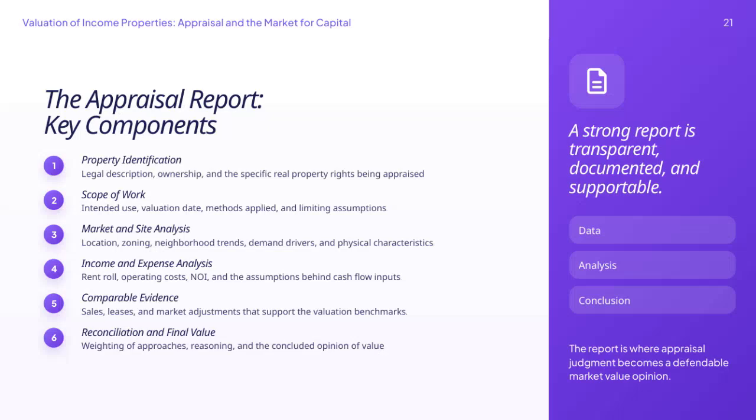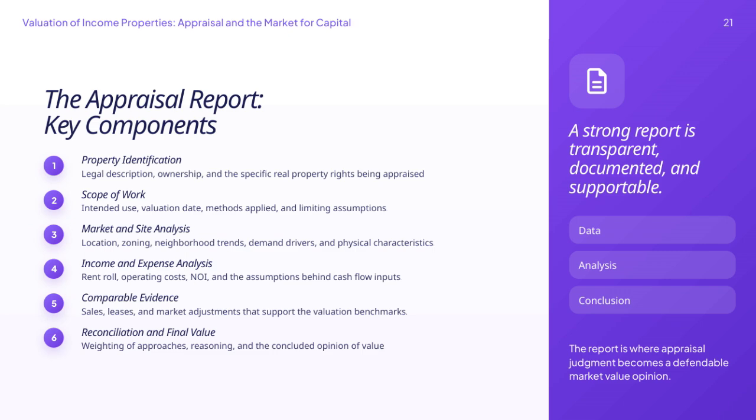Now, let's take a closer look at the key components of an appraisal report. First, we have property identification. This section includes a legal description, ownership details, and specifies the real property rights that are being appraised. It sets the foundation for understanding exactly what is being valued. Next is the scope of work. Here, we define the intended use of the appraisal, the valuation date, the methods applied, and any limiting assumptions. This clarifies the boundaries and context for the appraisal.